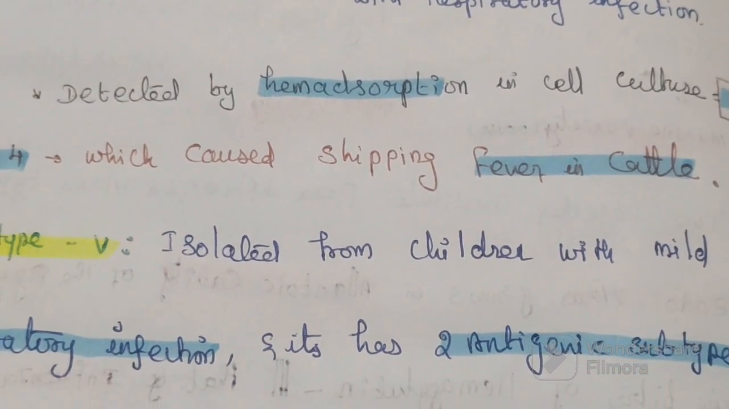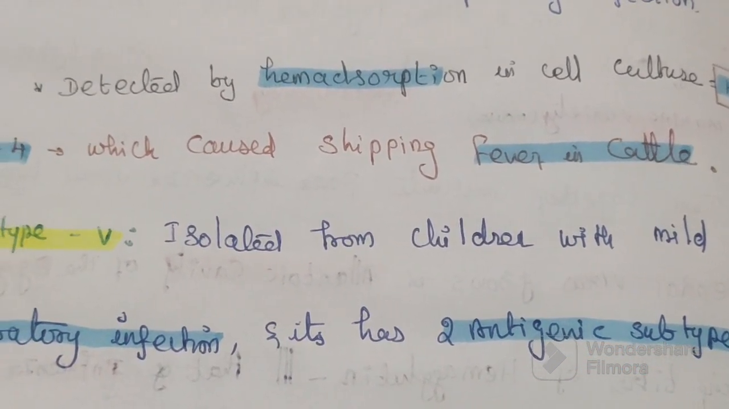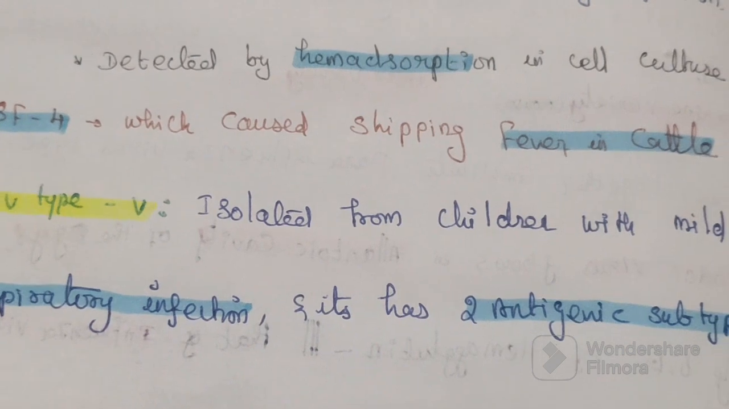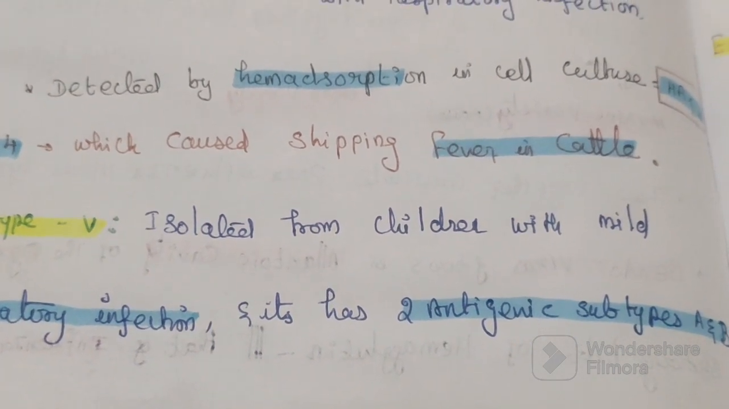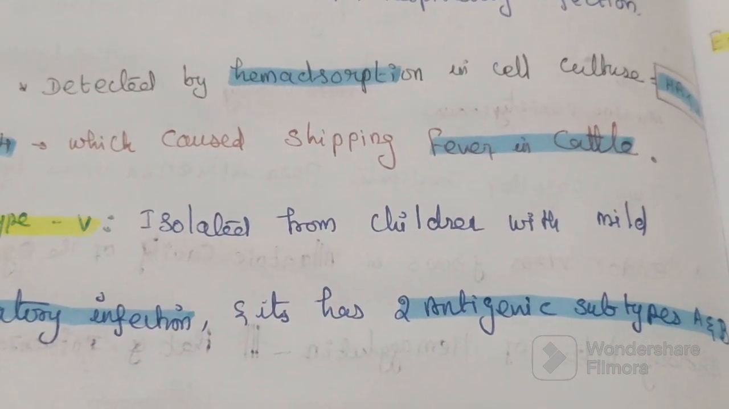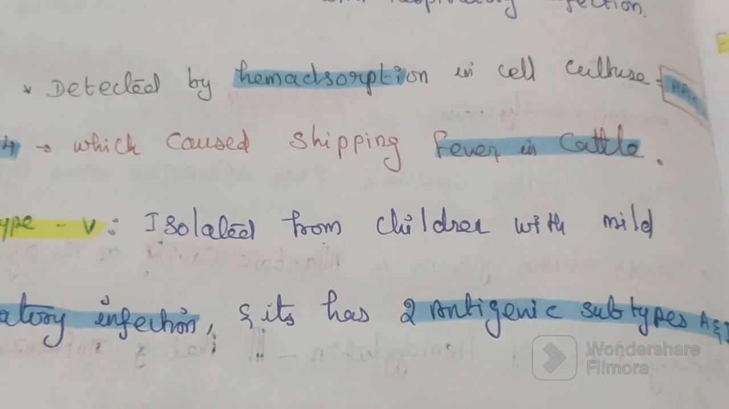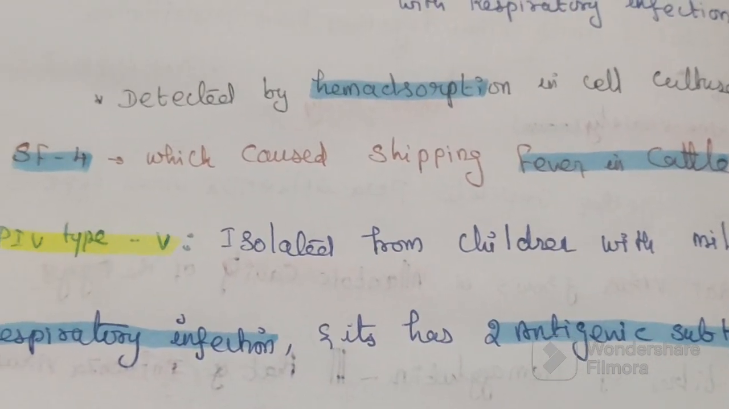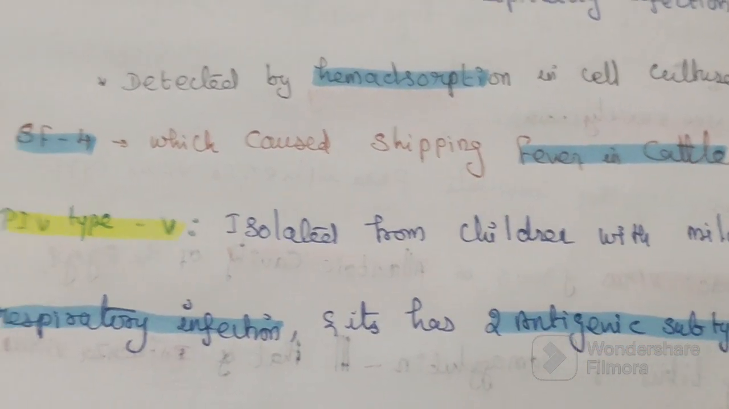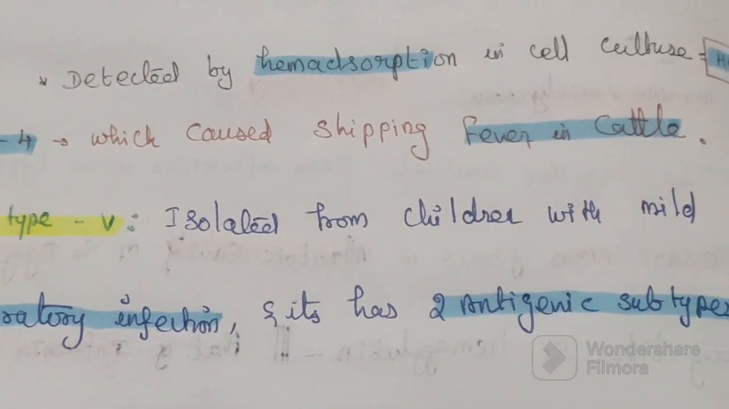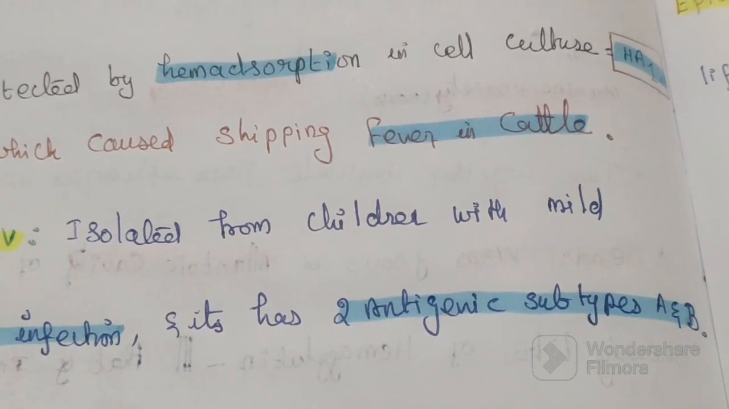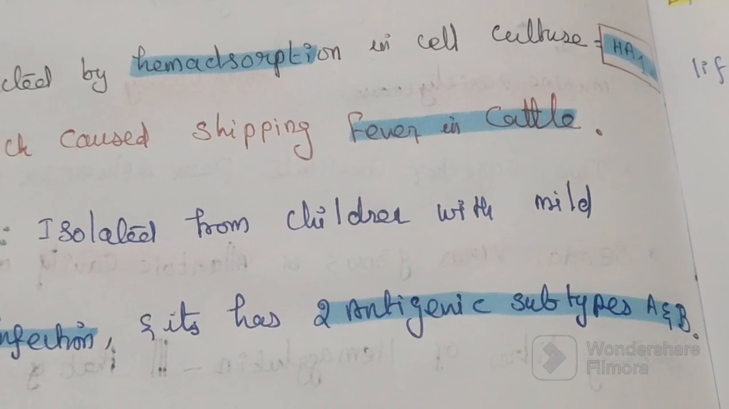Next, type 4 parainfluenza virus, the fourth type. This was isolated from children with mild respiratory infection, and it has two antigenic subtypes, A and B.